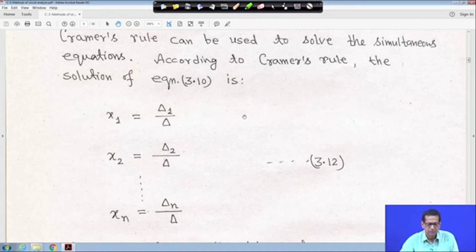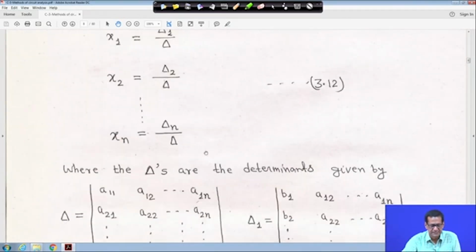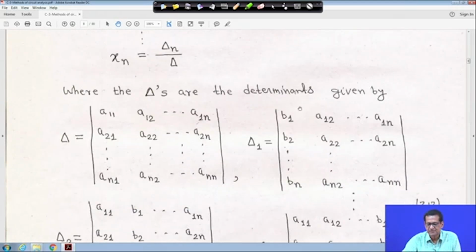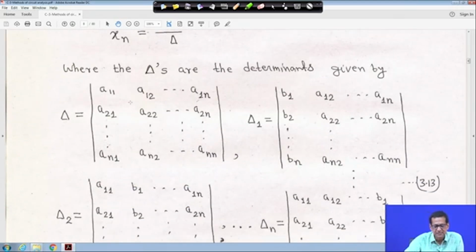In this case, delta is the determinant, and delta 1, delta 2 up to delta n are also determinants. But how do we obtain them? Delta is equal to this determinant, which is basically a11, a12, a1n, a21, a22, a2n, and an1, an2, ann.